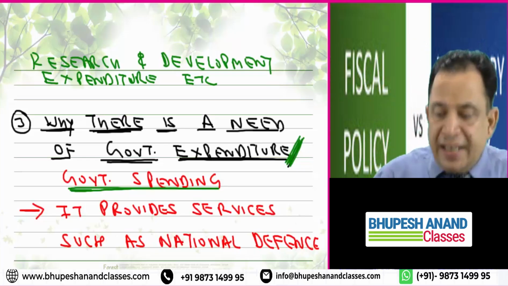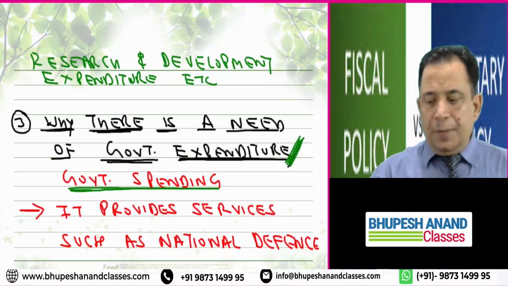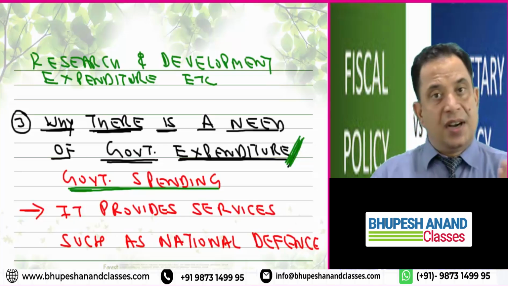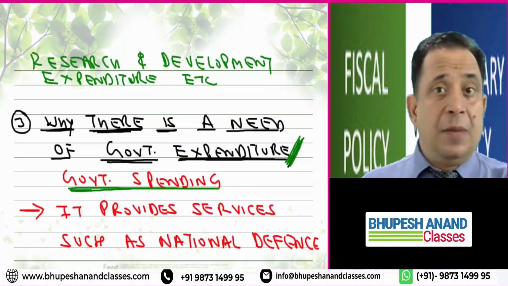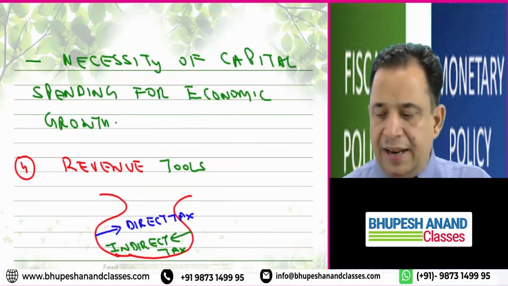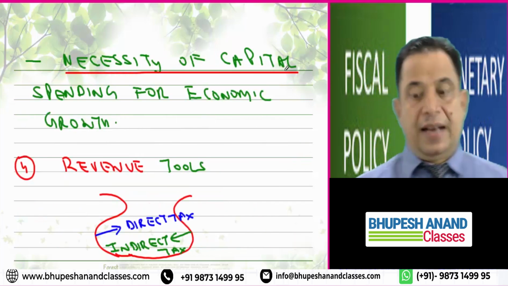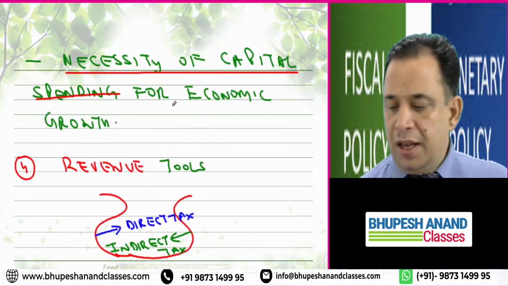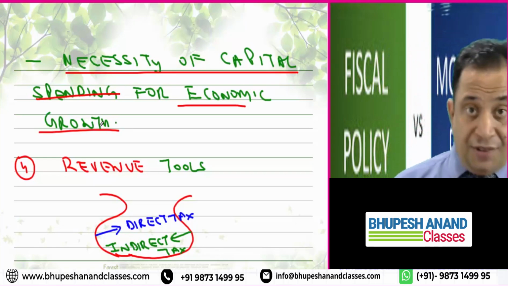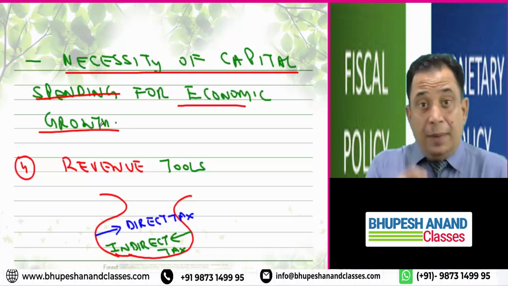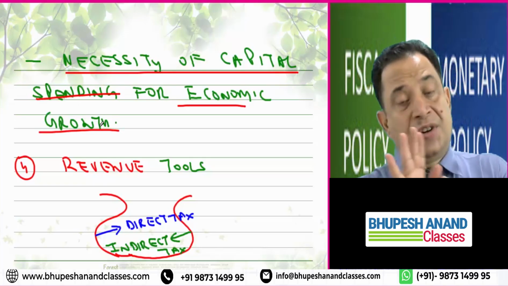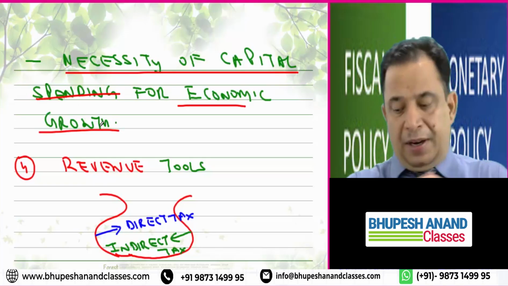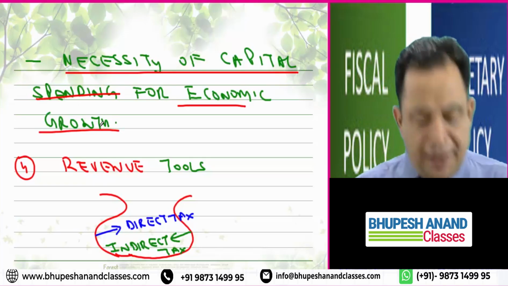So why is there a need of government spending? It provides services such as national defense, and for a country like India, it plays a very important role. Necessity of capital spending for economic growth, because in coming days there will be economic growth, and for substantiating it, we should have a capital expenditure. So this is about spending tools.